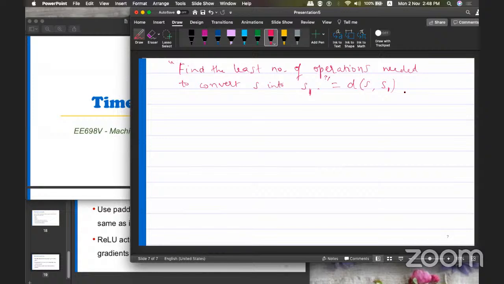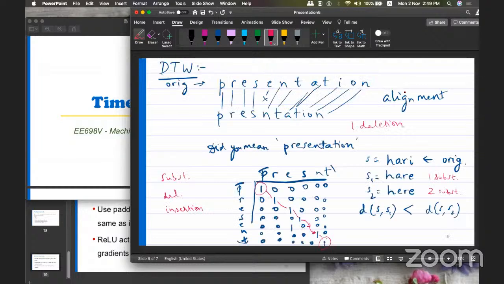So Piyush is asking a question. Initially, we would not know what is original. So how could we calculate distance? You have to assume one as the original, the other as the target. Means one is the source, the other is the target, or one is the original, the other is the substituted or the modified one.